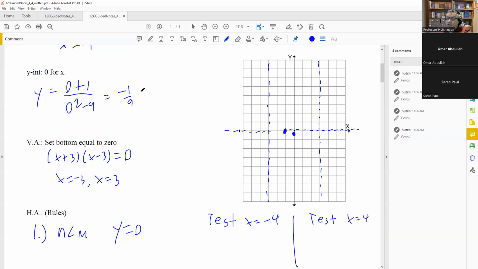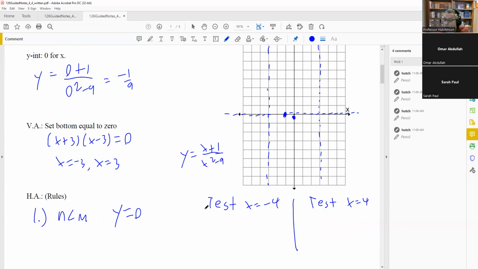What I'm going to do is put these into the original equation. The original equation I have here was y equals (x plus 1) over (x squared minus 9). I can just use the original in this case. I want to plug these into the original one, and that's going to tell me whether the graph is above or below. In fact, it's going to give me a point that I can plot on the graph. So if I plug this in, I get (-4 plus 1) over (-4 squared minus 9). I get -3 on top over 7.